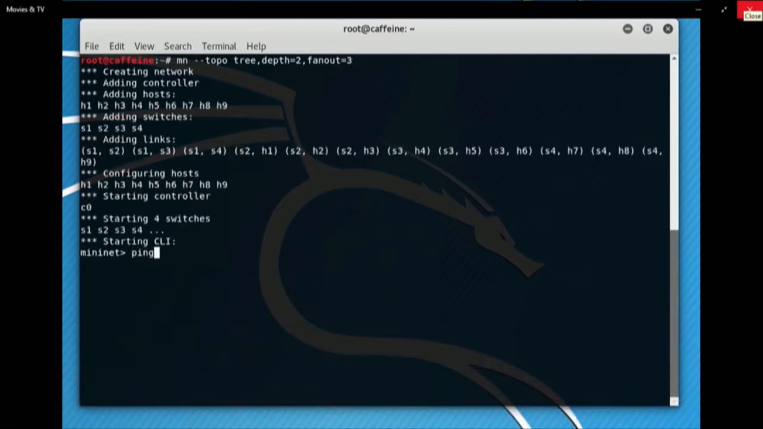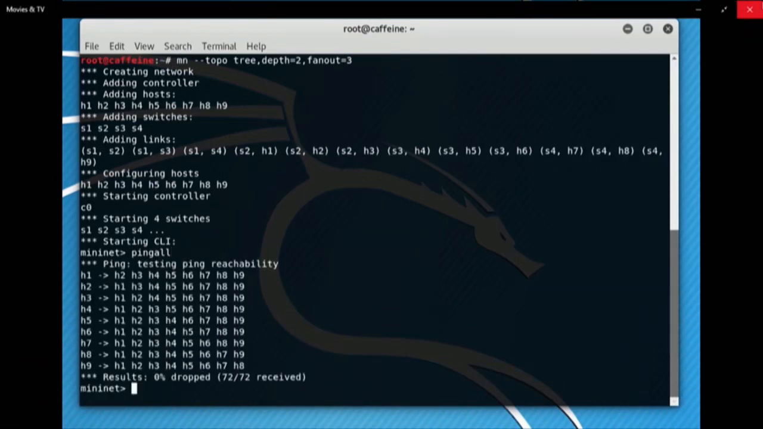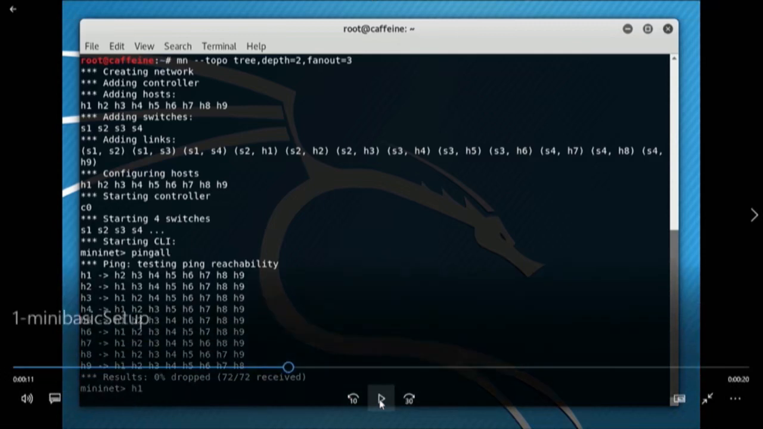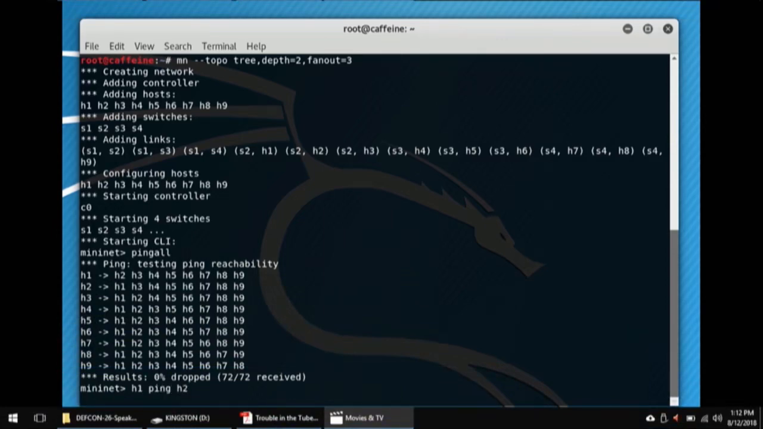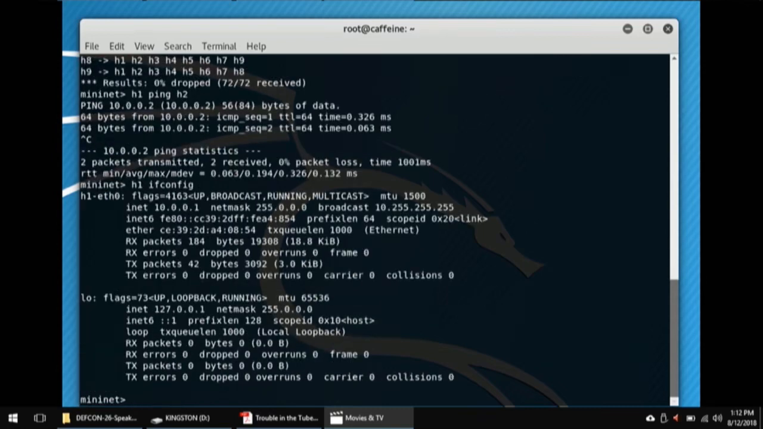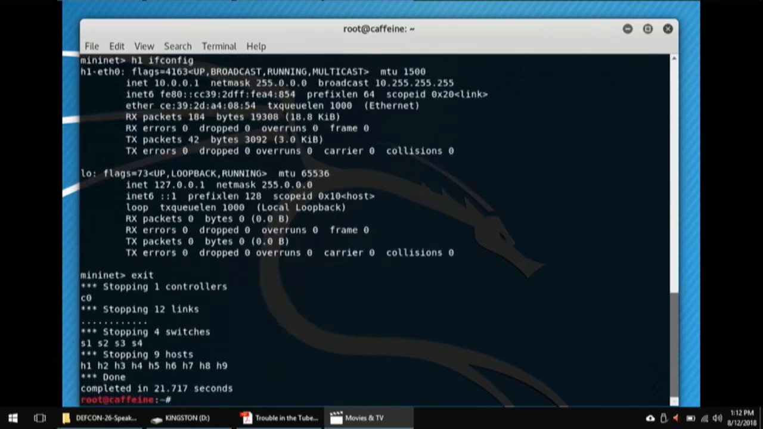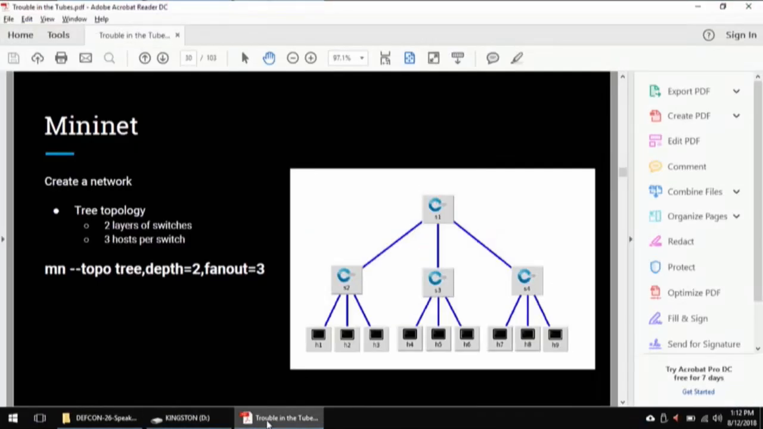Okay, so we ran the command. It set up the network, created all of our hosts, created links between the switches. We just did a ping test between all of them. They can all communicate with each other. We can run commands on the host, so we're going to tell one host to ping another host. That works. And just to show we can still run commands, let's get the IP address. All right. So now we've set up a network. We communicated with the hosts, and that was all 21 seconds to set up that network.